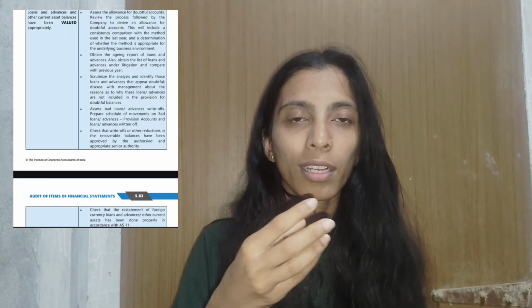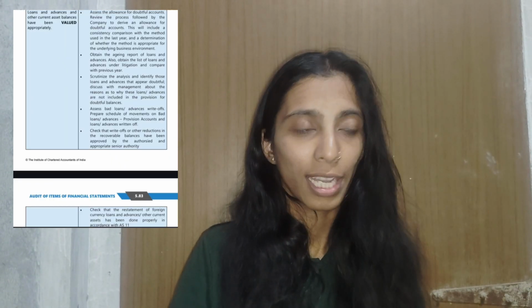First one is obtain aging report. The second one is obtain the list of loans and advances which are under litigation. And the third one is scrutinize and identify those loans and advances which are doubtful. And the fourth one is assess bad loans and advances, write-offs, prepare schedule for movement of those bad loans and advances, okay?